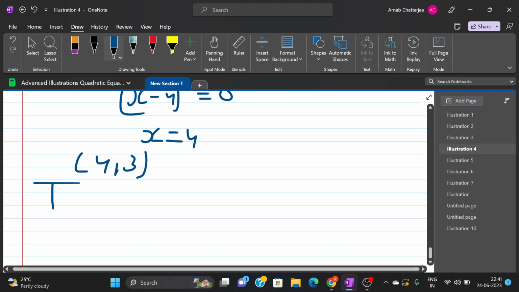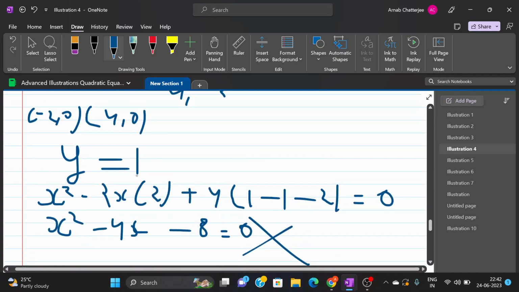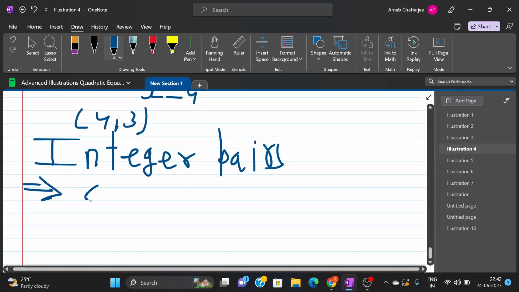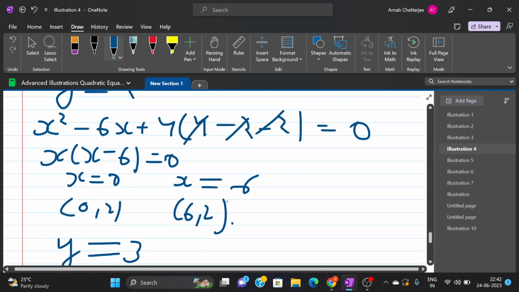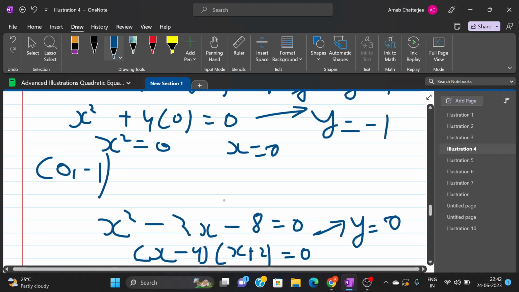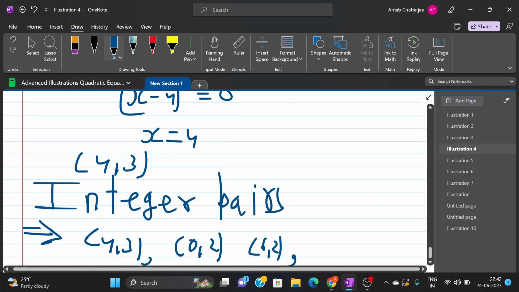So what are the integer pairs we have? Let's write them all down. All the integral solutions, let's start from the bottom only. We have 4, 3, first pair. Then we have 0, 2 and 6, 2. So this was for y equal to 3, this is for y equal to 2. For y equal to 1, there was no solution. For y equal to 0, we have only one solution, 0, minus 1.